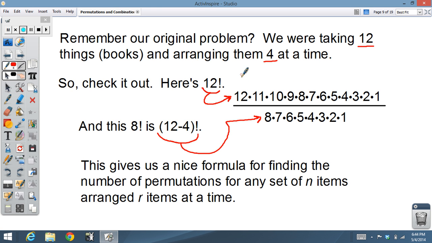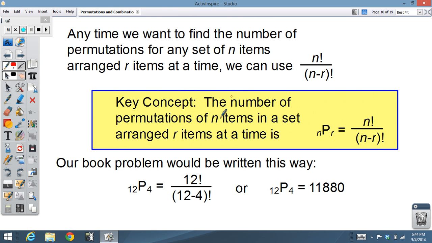So remember the original problem. We were taking 12 things, 4 at a time, and look what we ended up doing. We put 12 factorial on the top of our fraction and 8 factorial on the bottom. Well, 8 factorial happens to be 12 minus 4. And this gives us a nice formula for finding the number of permutations for any set of n items, the total number, where we're only arranging them r at a time. In this case, it was 12 items, 4 at a time. Check it out. For permutations, we can use this formula.